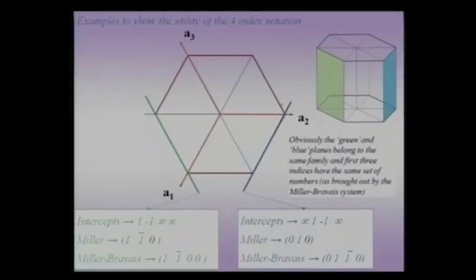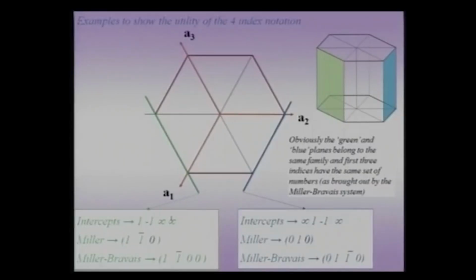So, now what are the indices of this blue plane and what are the indices of the green plane? Let me start with the green plane. Intercept along the A1 direction is 1, the A2 direction is minus 1, because the A2 direction is in this direction, it is minus 1. The intercept along the A3 direction is infinity, this green plane never intercepts the A3 direction. Obviously, the intercept along the C direction is also infinity, it never intercepts the C direction.